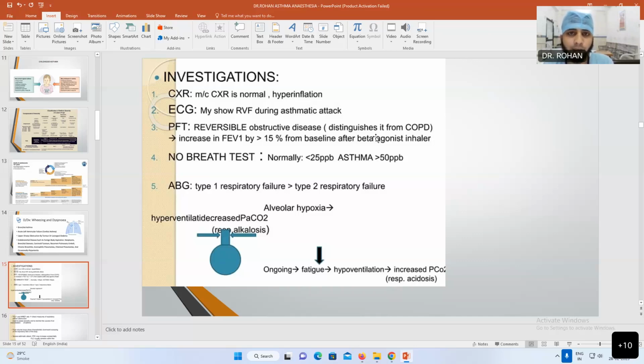Most common in asthma is type 1 respiratory failure, which is usually hypoxemia. But when the symptoms are severe, we can also find type 2 respiratory failure. When the patient has long-standing severe asthma, we can see type 2, where there is also hypercapnia, since the carbon dioxide cannot be exhaled out from the lungs along with the hypoxia.